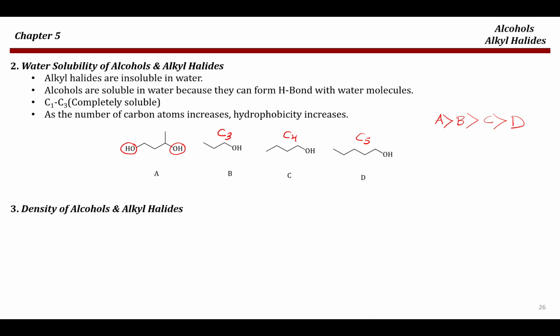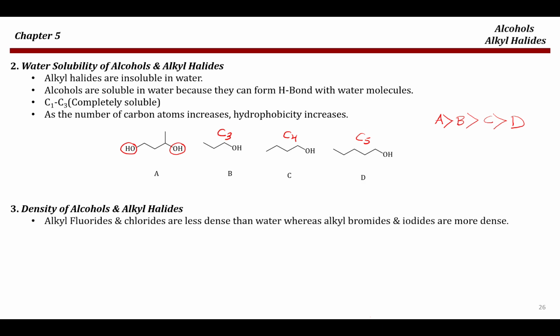What about the density of alcohols and alkyl halides? Density is also one of the physical properties that is affected by the intermolecular forces. Usually if you have high intermolecular forces, the density will be high. Alkyl fluorides and chlorides are less dense than water, whereas bromides and iodides are more dense. This is again because of the higher polarizability. You have larger elements, higher polarizability, and stronger intermolecular forces, and that's why the density of the compound will be higher.